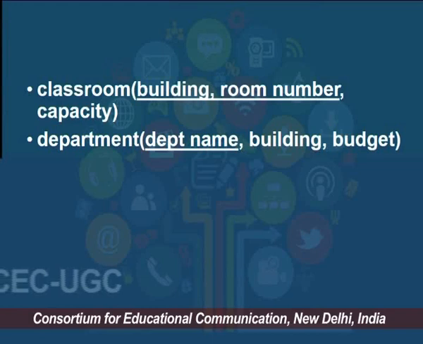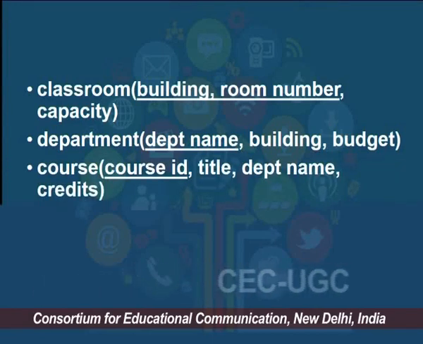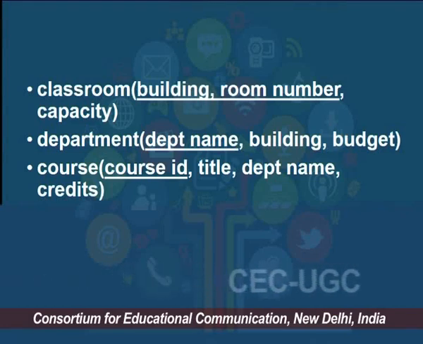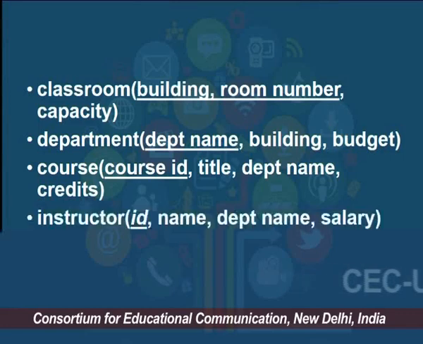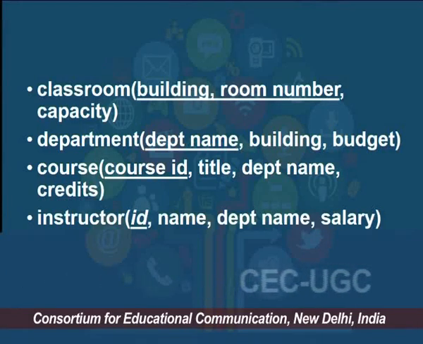Now coming to the course relation, or the course table, it has course ID, title, department name and credits as its columns, or we can say fields, where course ID is the primary key. Similarly, we have instructor, where ID, basically instructor ID, name, department name and salary are the columns, in which ID is the primary key.